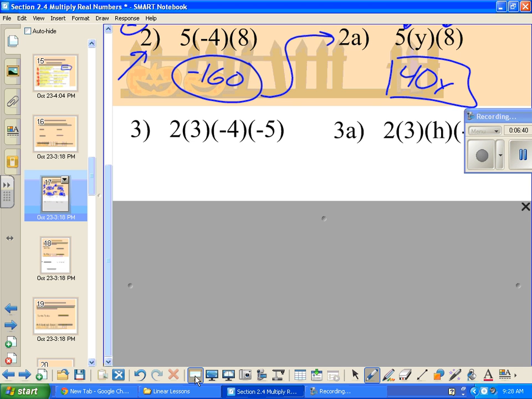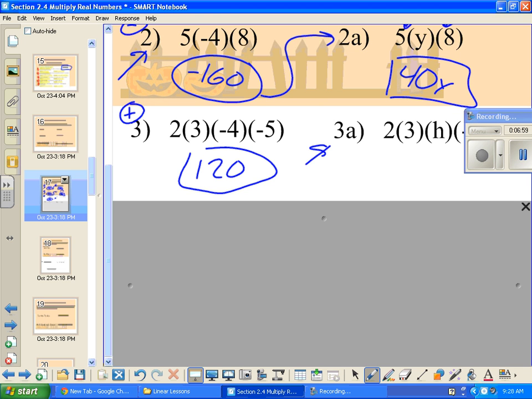Again, analyzing the problem, something I would hope you could do even without using your calculator. You could tell me if this answer is going to be positive or negative. There's 2 negatives in the problem, so again, it's an even number of them, so this should be a positive answer when I'm all done. 2 times 3 is 6, times 4 gives me 24, times 5 gives me 120. So there should be positive 120 for an answer.